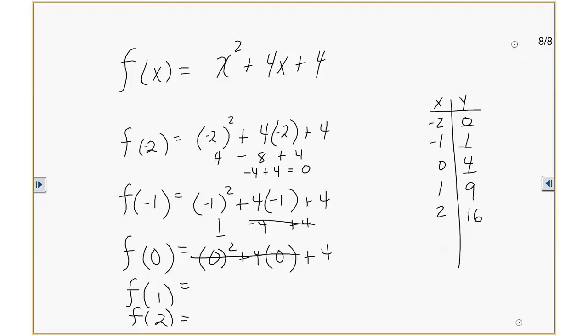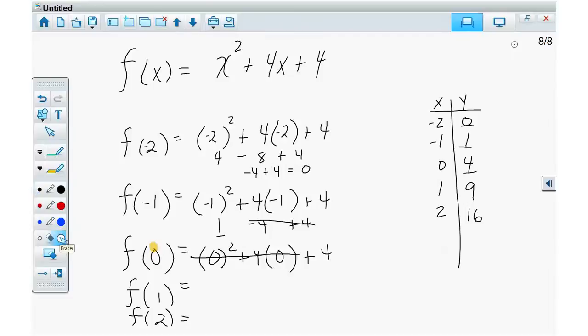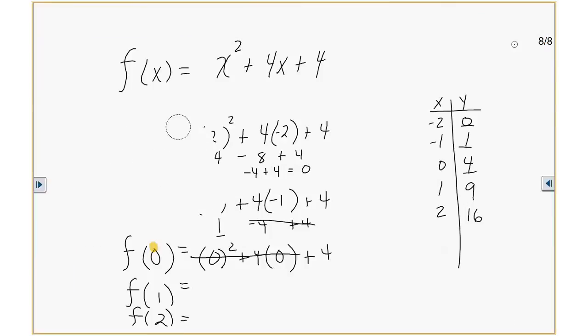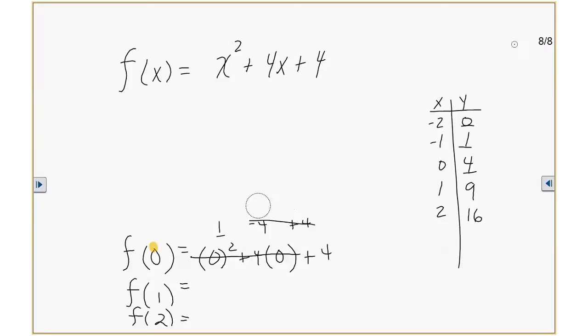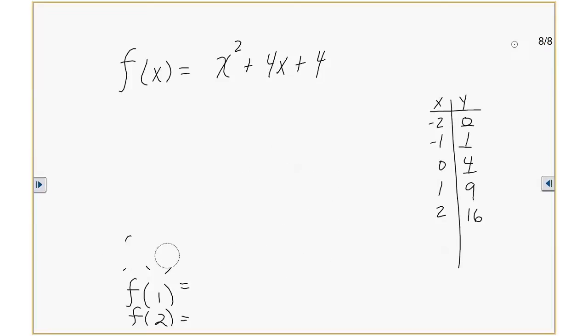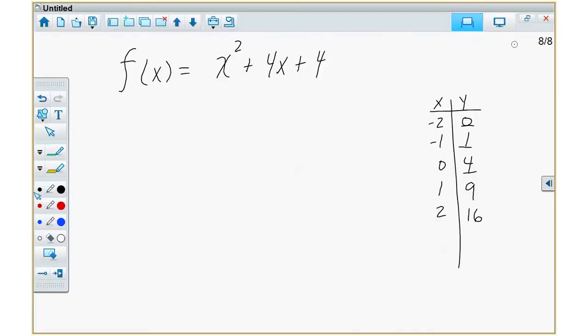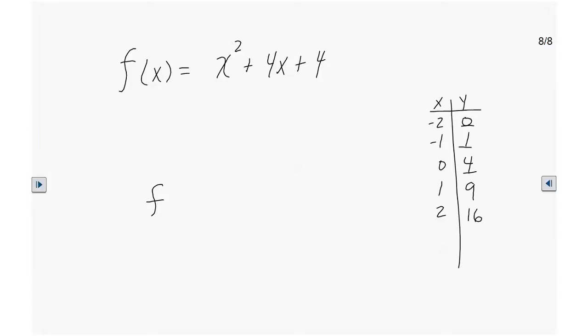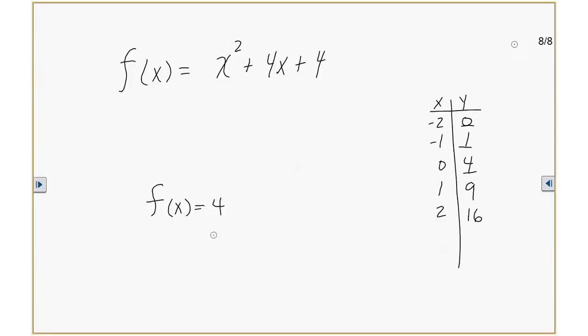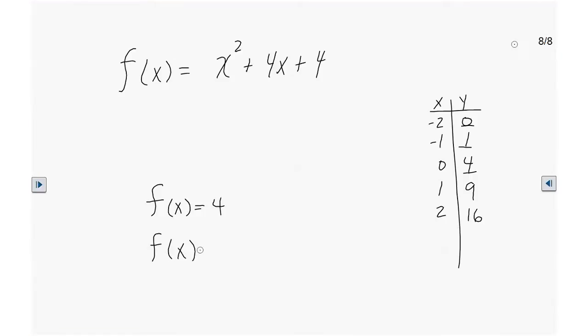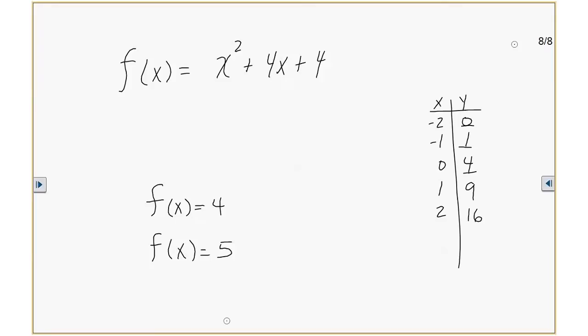And so on. But what if I give you this? What if I give you, erase this, this is what causes smoke behind the ears. What if I give you f of x is equal to 4, and f of x is equal to 5. And you sit there and stare at it for 15 minutes.